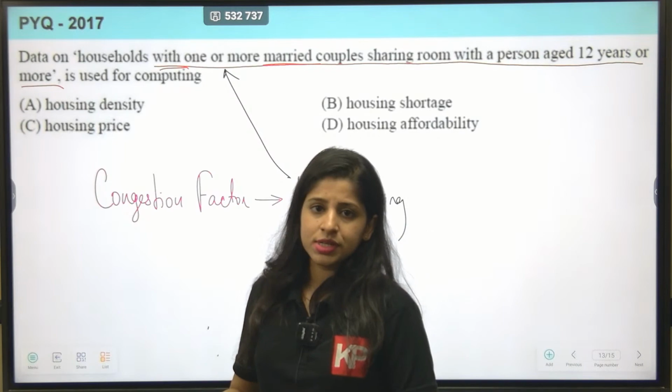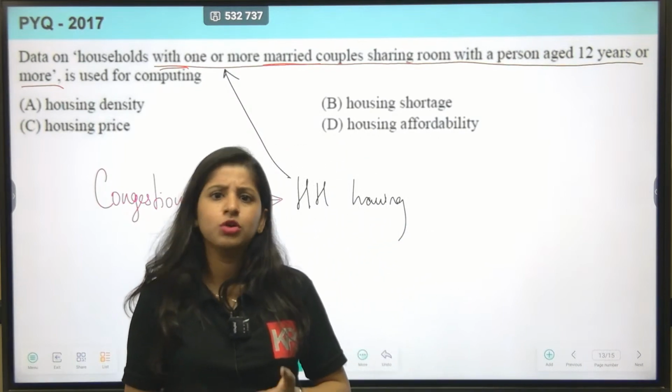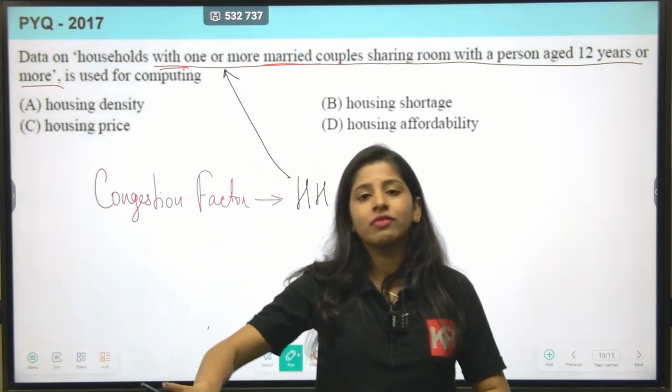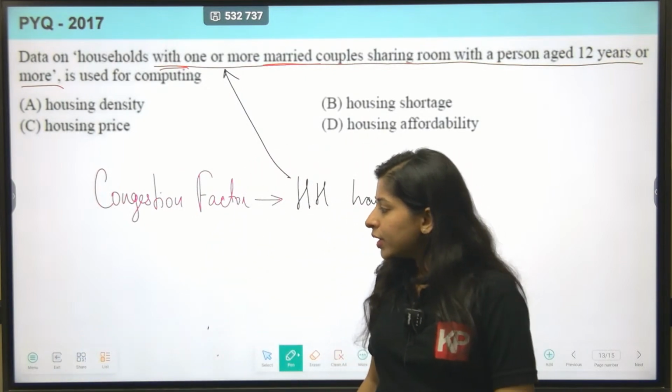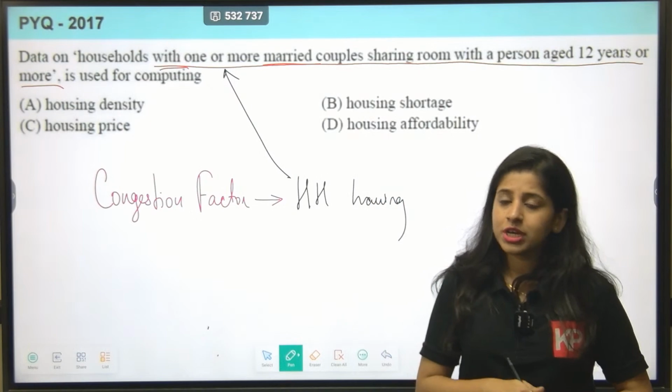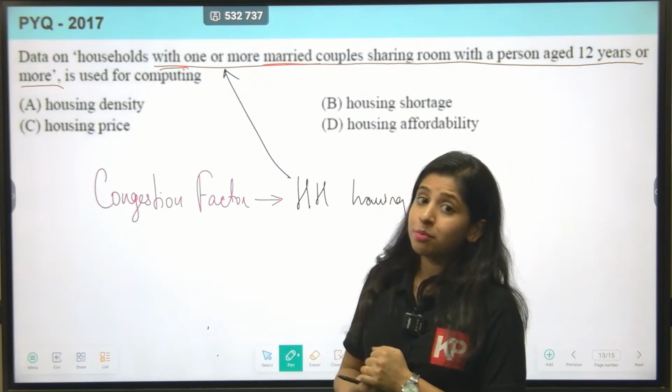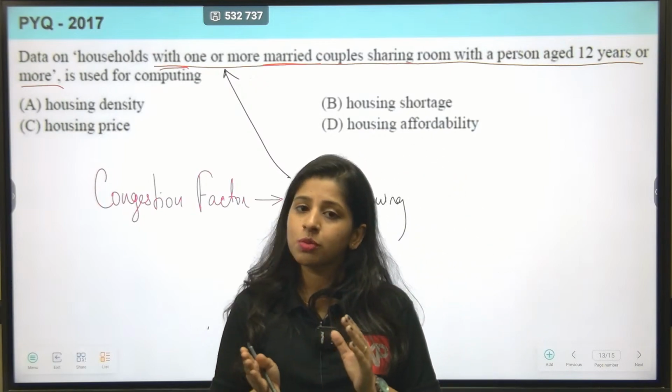Generally in India, we have seen that whenever kids are small, they do sleep with their parents. But after a certain point, the kids move out and they have their own rooms in the same house. But if there is a married couple who is forced to share a room with a child who is 12 years or more, then that is a congestion factor.